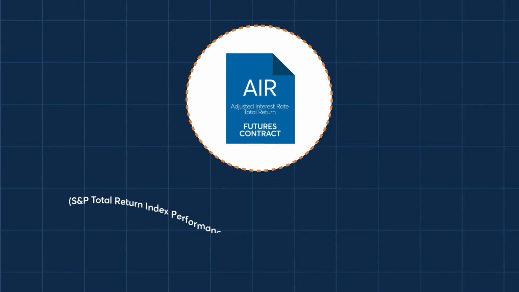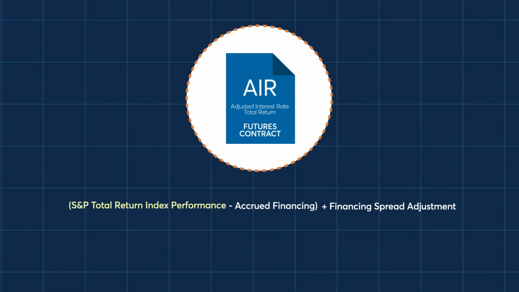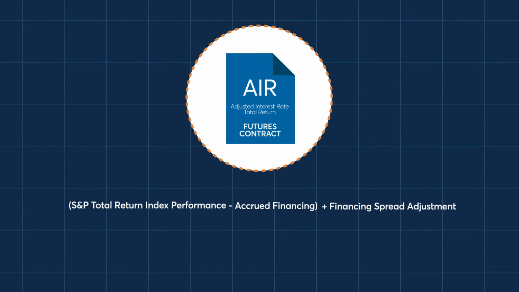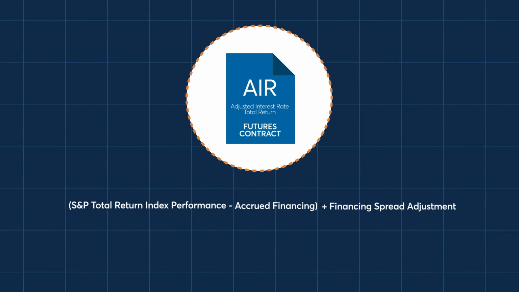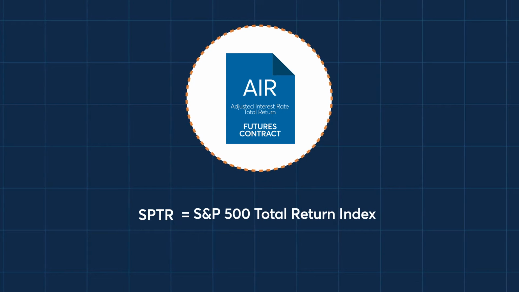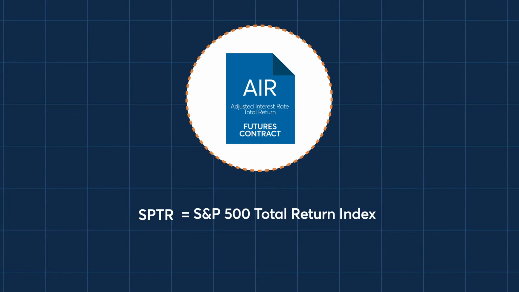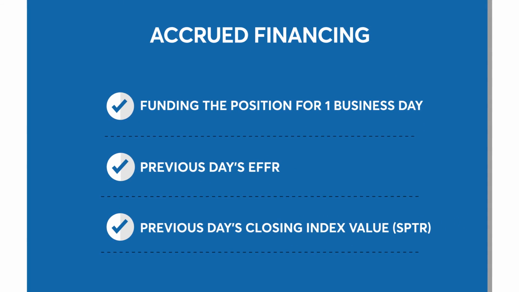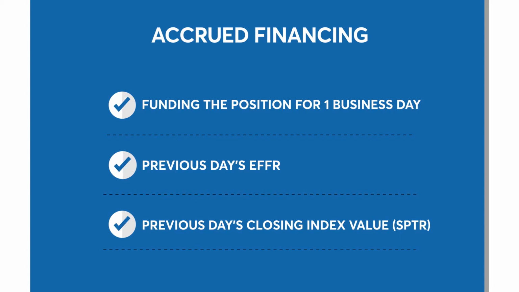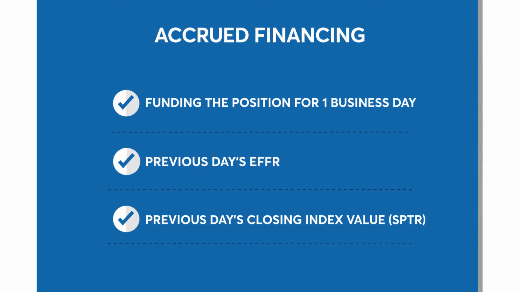Let's now look at AIR Total Return Futures on the S&P 500, which are comprised of three components: the S&P Total Return Index Performance, the daily accrued financing, and the financing spread adjustment. The equity index component is based on the S&P 500 Total Return Index, or the SPTR index, as it is commonly referred to. The index levels are calculated by Standard & Poor's. The second component, accrued financing, is calculated daily based upon the benchmark effective Fed funds rate, referred to as overnight EFFR, and the ongoing accumulation of financing is incorporated into the daily settlement of the product.